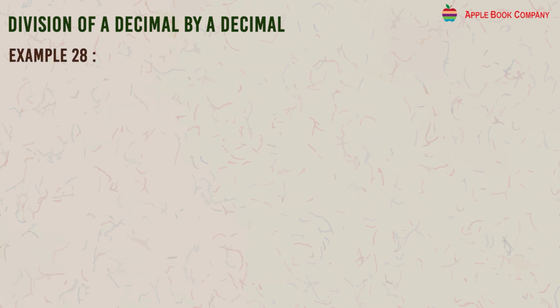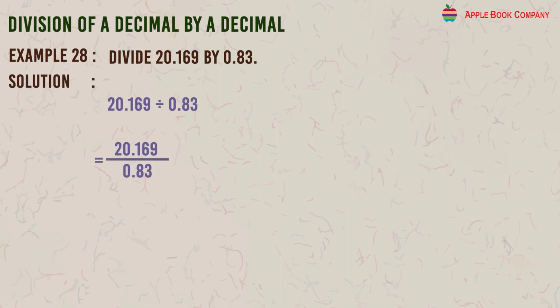Example 28. Divide 20.169 by 0.83. Solution. Here, divisor 0.83 has two places of decimal, so multiply both the dividend and the divisor by 100 to make the divisor a whole number. So 20.169 divided by 0.83 is equal to 20.169 into 100 by 0.83 into 100. It becomes 2016.9 divided by 83.